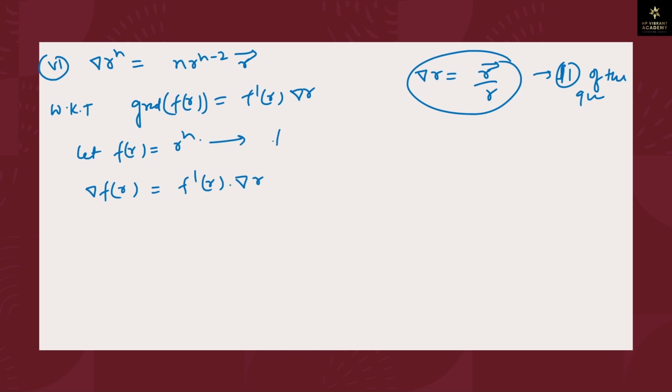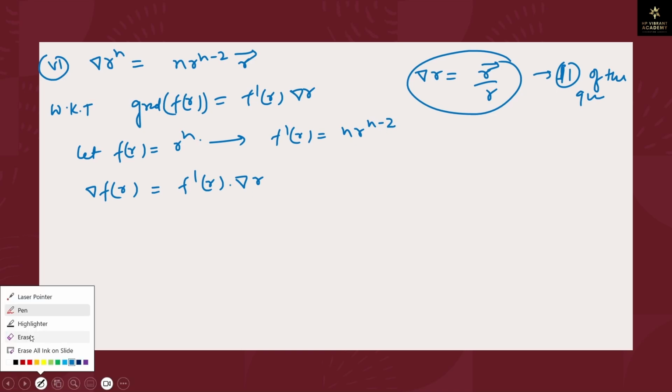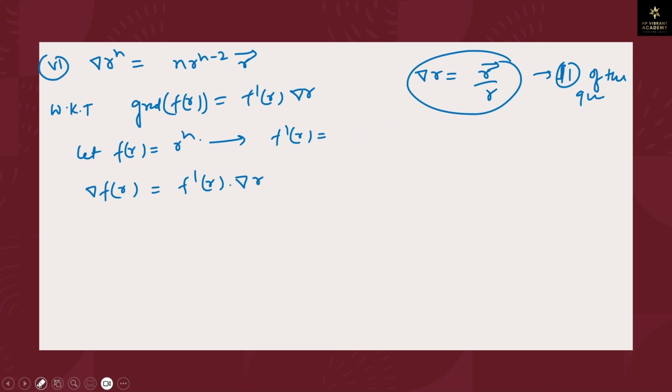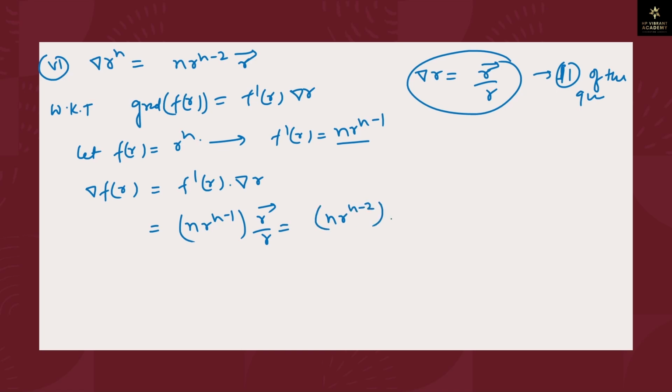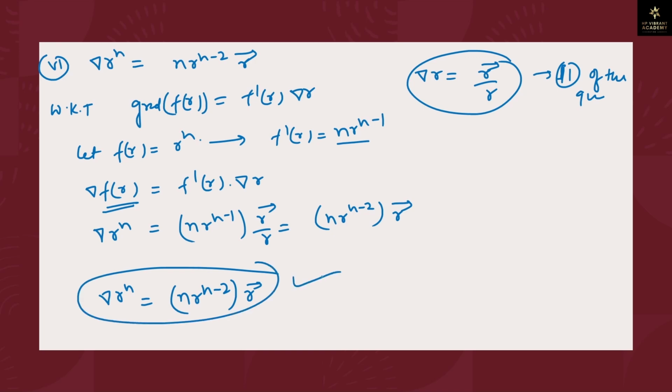So let us find f dash r from here. F dash r is equal to n r to the power n minus 1. Let us place the value. So this is equal to n r to the power n minus 1 into, and del of r what will it be? Gradient of r is r vector upon r. This is n r to the power n minus 2 into r vector. This is del of f r, and f of r is r to the power n. So del of r to the power n is equal to n r to the power n minus 2 r vector. Understood?